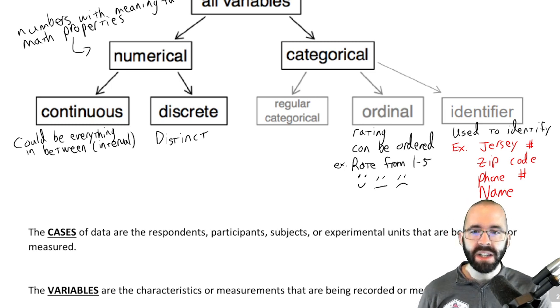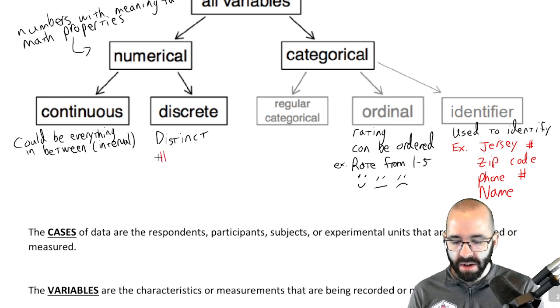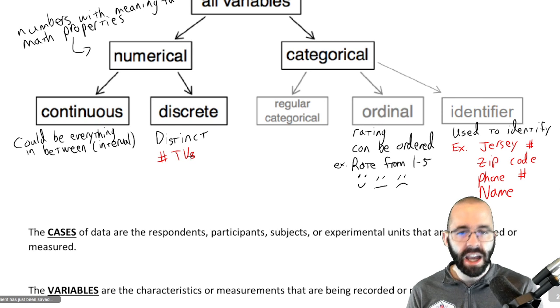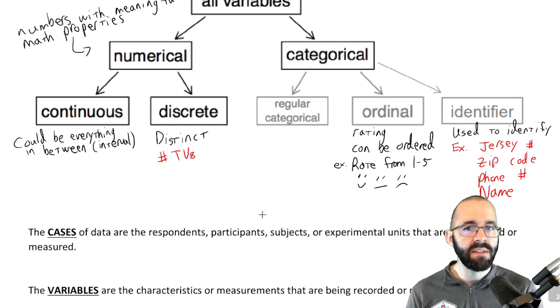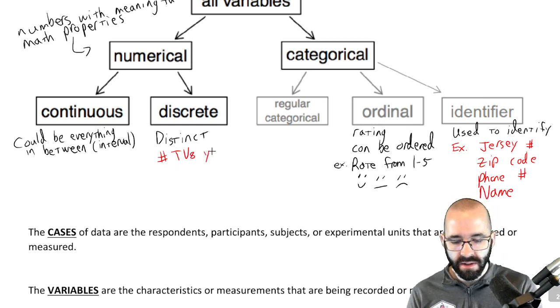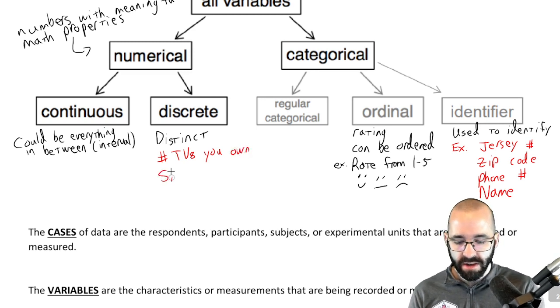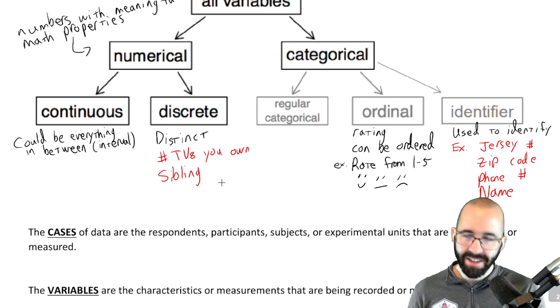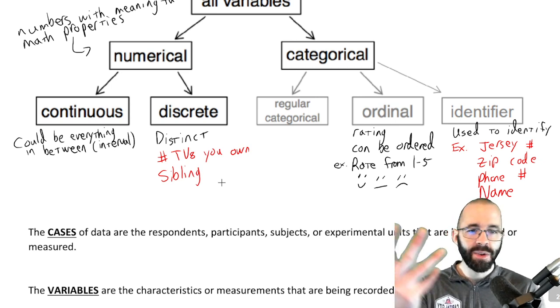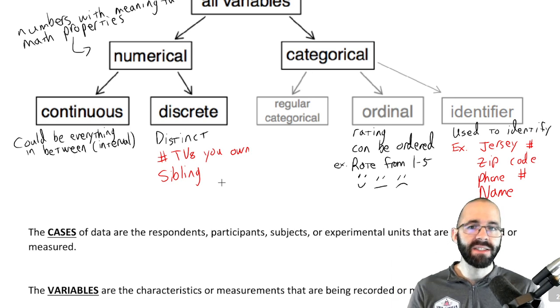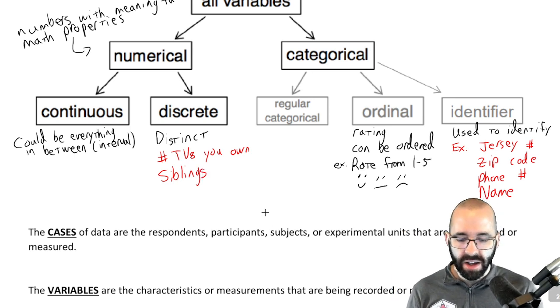Now, a lot of real things are continuous, but not everything. Discrete is going to be distinct. So it could be maybe the number of TVs you own. You can't own 1.3 TVs. Okay. It could be how many siblings you have. There's a bad joke in here about half siblings, but you have 1, 2, 3, 4. You can count distinct. Okay.